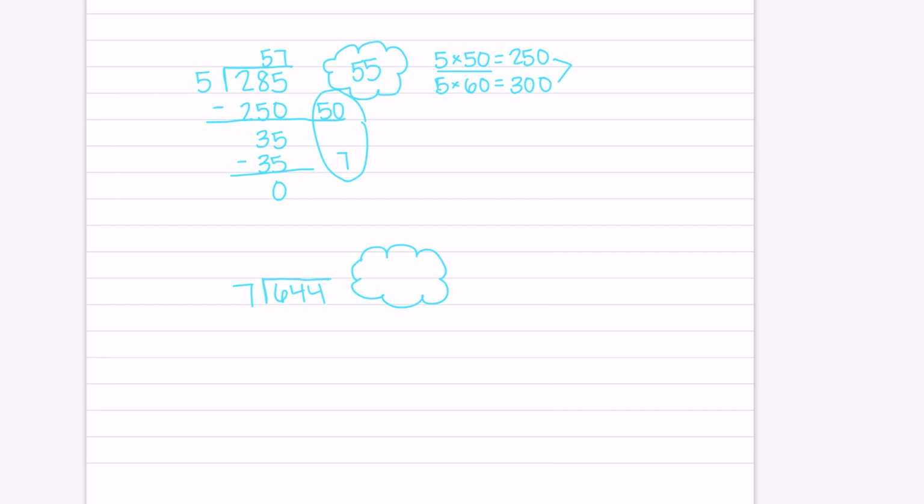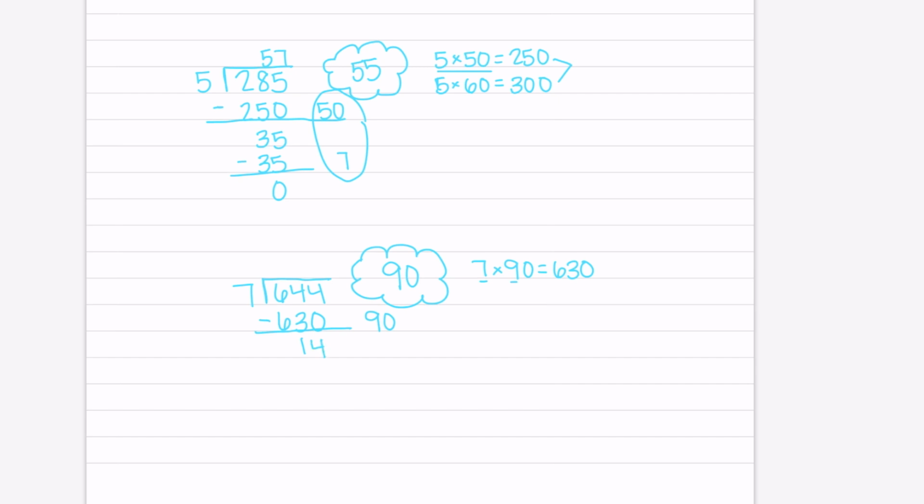Alright, so I'm going to start with my estimate. I know that 7 times 90 is going to give me 630. That's because I know 7 times 9 is 63, but I'm making it 10 times larger. This is rather close to my dividend, so I'm going to go ahead and just say my estimate's 90. Alright, so I'm going to start by using that estimate and taking away 630. That's 90 groups of 7.